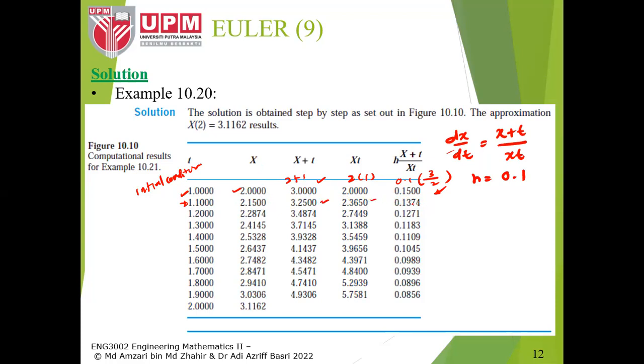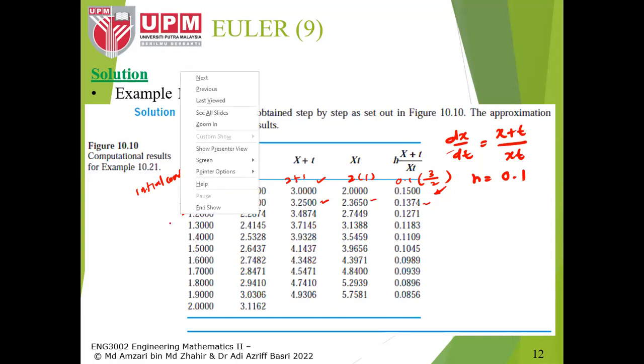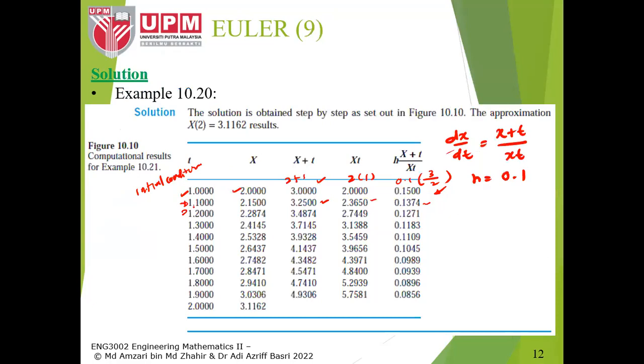So you get 0.1374. Okay. So then the next time step becomes 1.1 to 1.2. So the value of x is based on the addition of the previous x, which is 2.15, plus this time step's effect. So you will get 2.2874. So you get here.